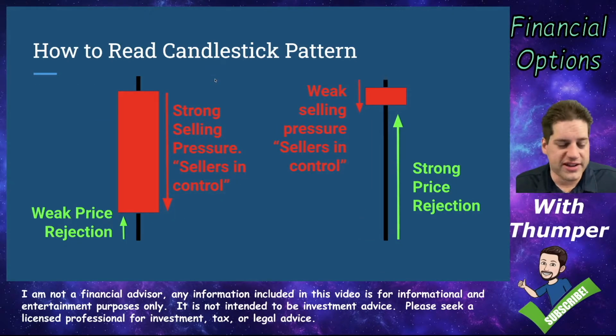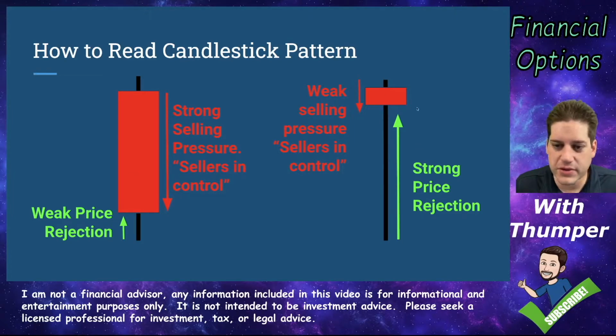Alright, so for red candles, it's the same thing but opposite. So a long, thick red body here tells you that there's strong selling pressure. The sellers were in control. If there's a small wick at the bottom, that means there was a price rejection at a certain level here, but it's weak because it's a small amount that was recovered from the all-time low during this minute. So this might be a strong bearish candle for you.